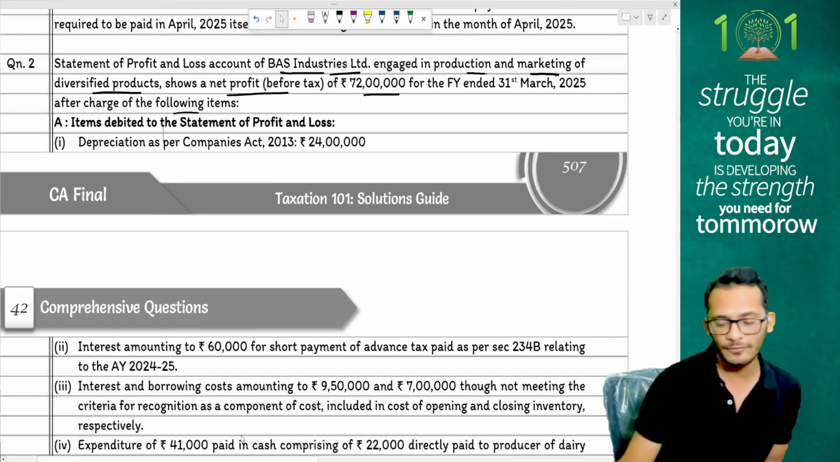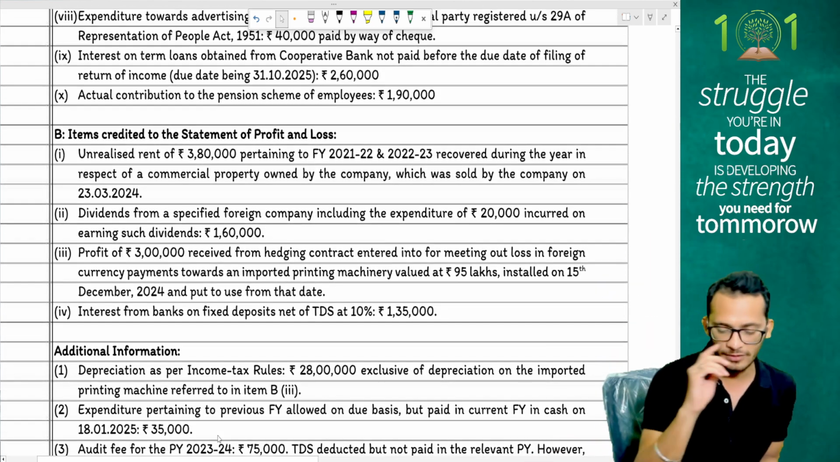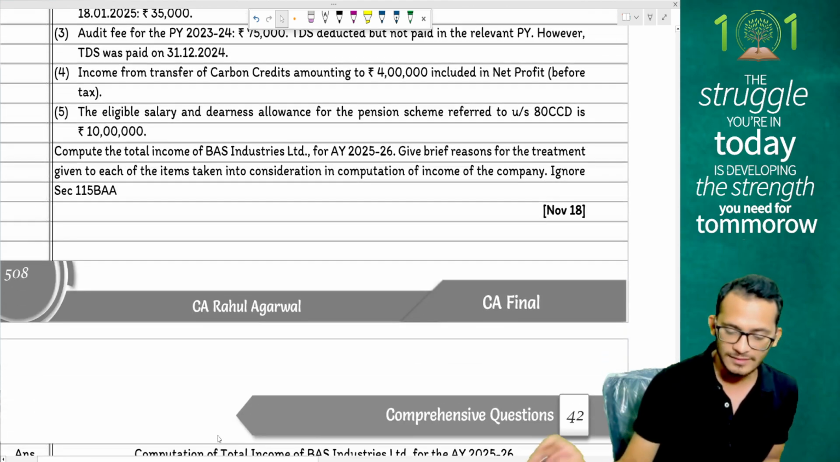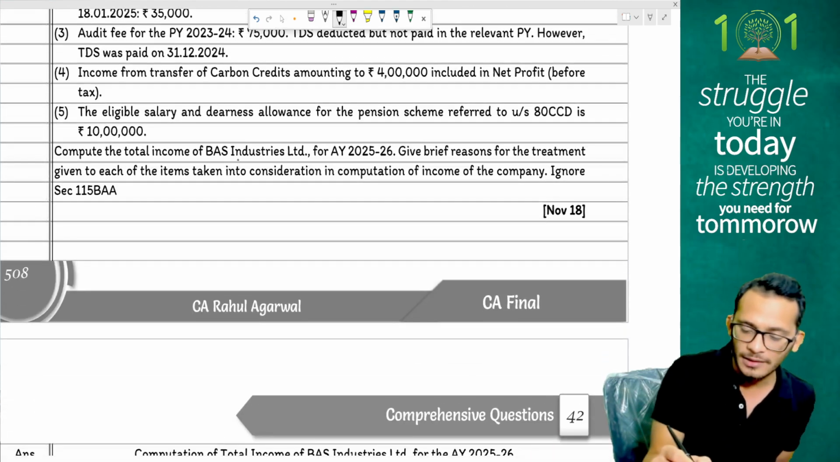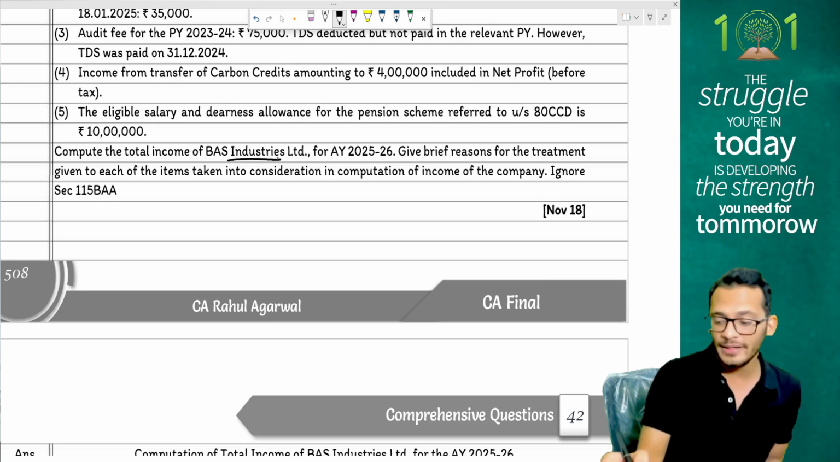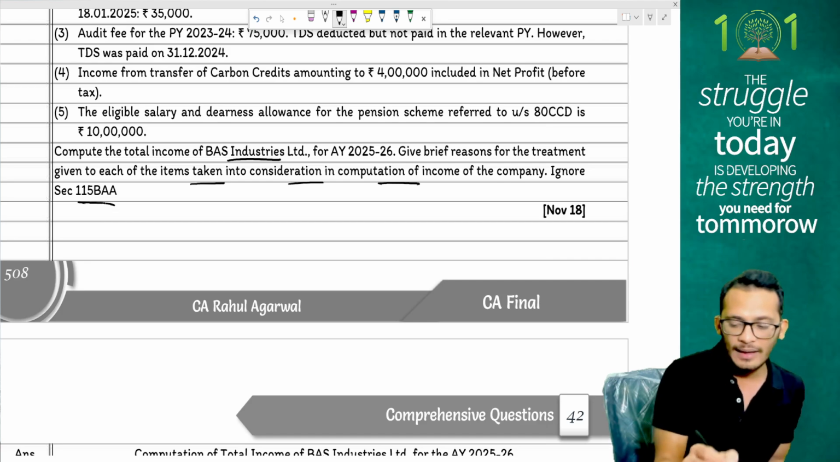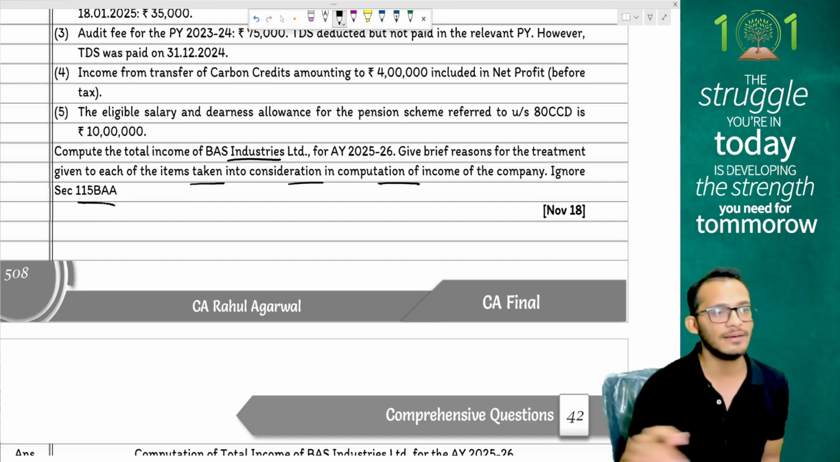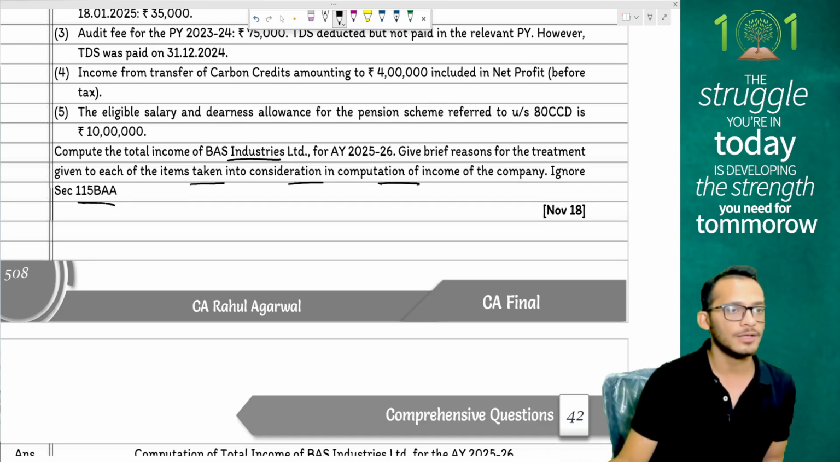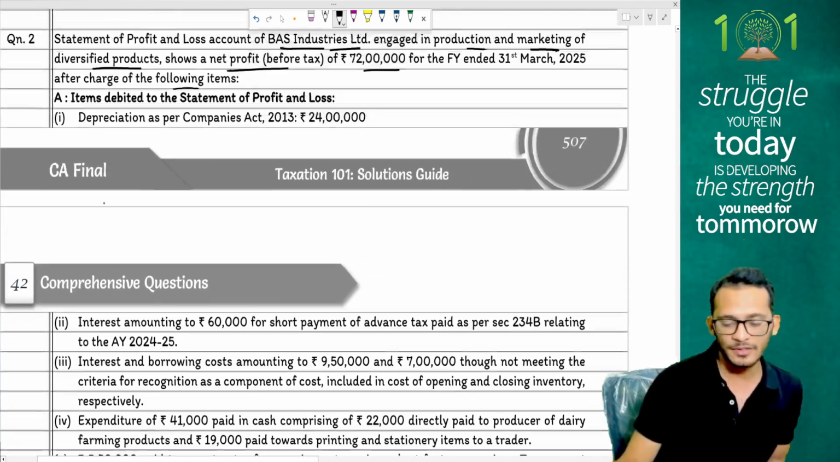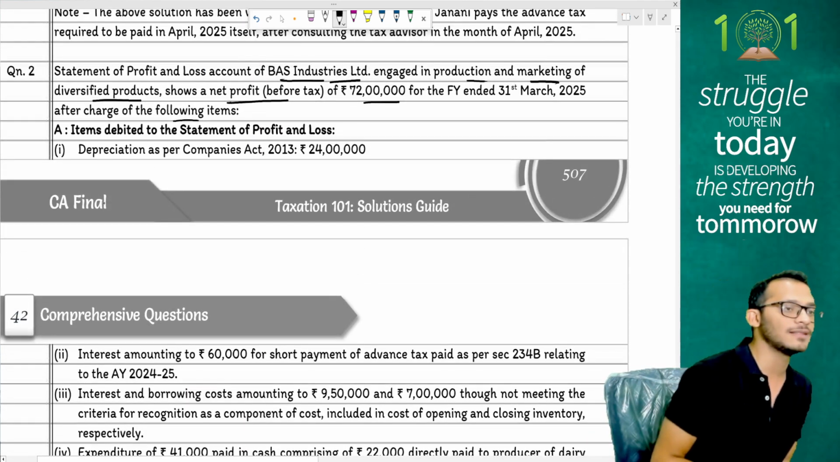But before I proceed forward, let's check the requirement of the question. You're required to compute the total income of BS Industries Limited, giving brief reasons for the treatment of each item, taking into consideration the computation of income, and ignoring 115BAA. So a standard simple question, you're going to do normal total income. Yes, a lengthy question because multiple items are there. So let's pay attention one by one.